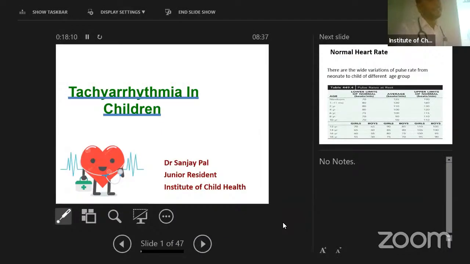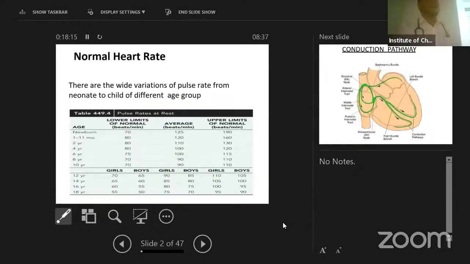Let's discuss tachyarrhythmia in children. At first, we have to understand what is a normal heart rate. As we know, in the adult population the normal heart rate is 60 to 100 beats per minute. But in the pediatric age group, it differs with the different ages.